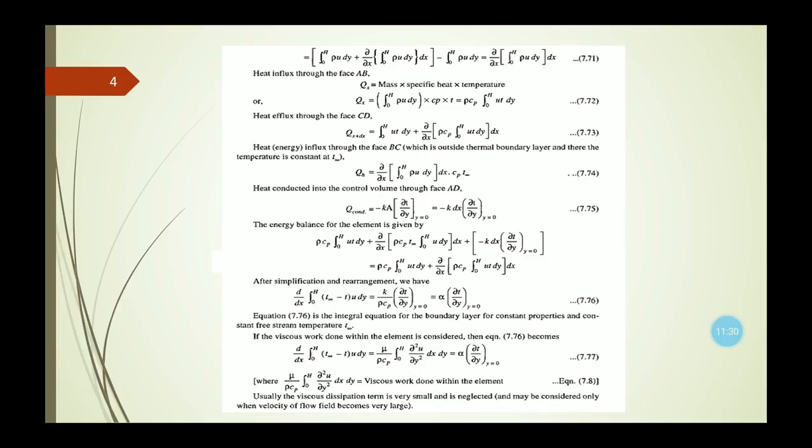So on the left hand side it will actually be the plus sign. Here mu by rho Cp and integration 0 to h of (del u del y) squared dx dy equals the viscous work done within the element.